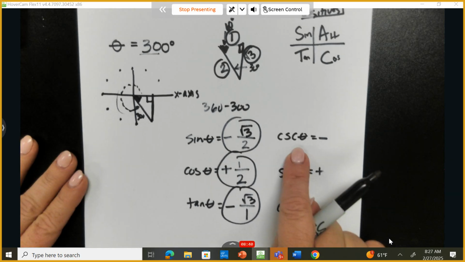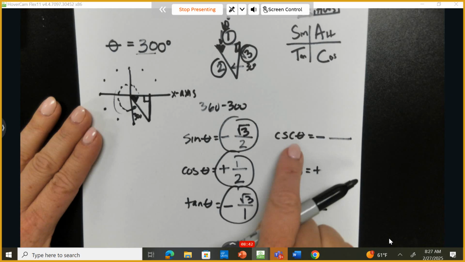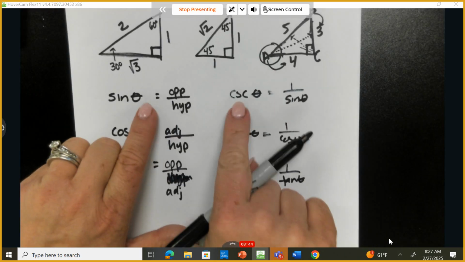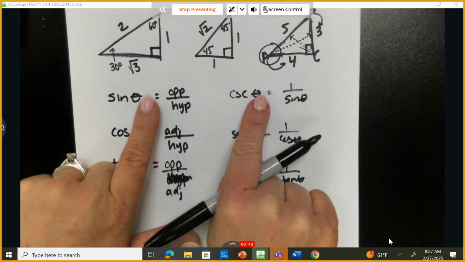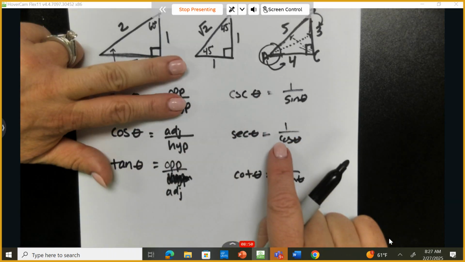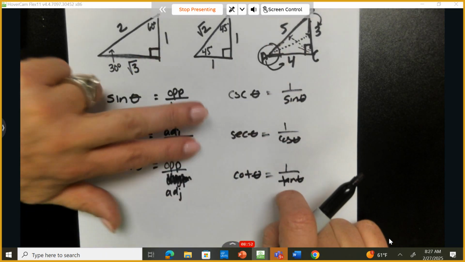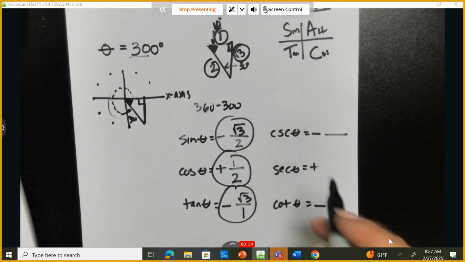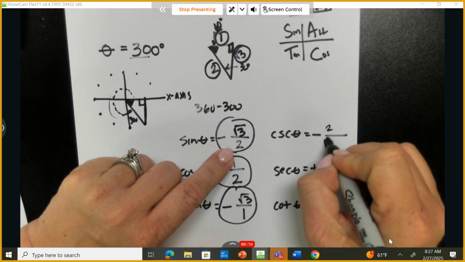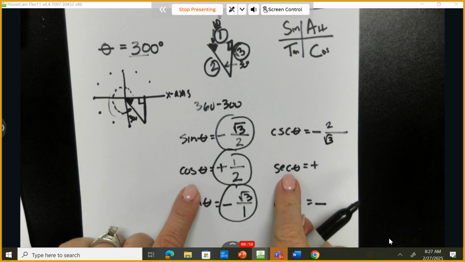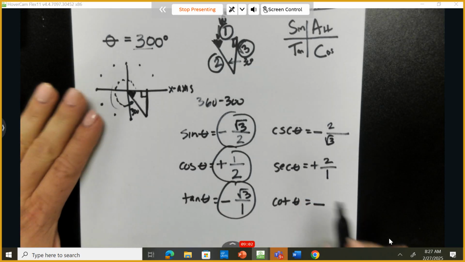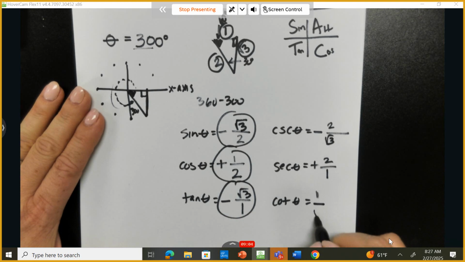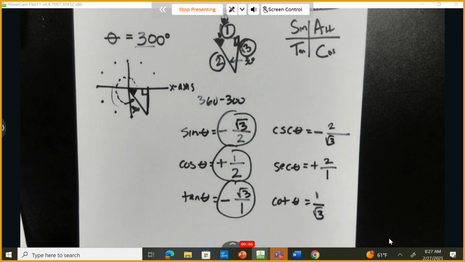Okay, we're going to go over here. Now, remember I told you that these two are related. They have the exact same sign, and all we're going to do is take the reciprocal, which is flipping them. So I'm going to flip. I'm going to write 2 over negative 3. These two are related. I'm just going to flip 2 over 1. These two are related. I'm going to flip 1 over the square root of 3.